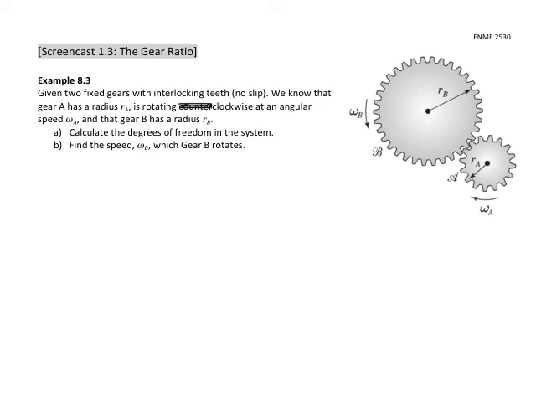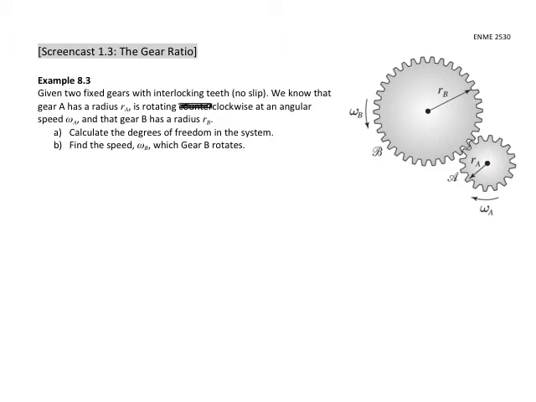We're going to work a problem dealing with rigid body velocity that deals with gear ratios. So we've got two gears, gear A and gear B, and we know that gear A is fixed and it's rotating clockwise. We have an angular speed of omega A. And then gear B, with the no-slip condition, is going to be rotating counterclockwise with an unknown speed, omega B.